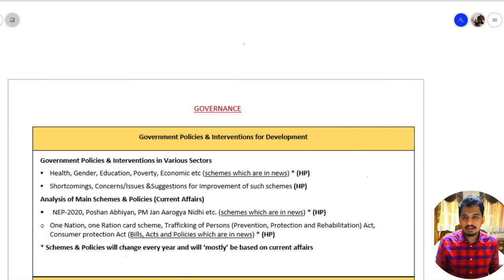Hello everyone. In this lecture, we'll be discussing the syllabus of governance in detail. So let us begin. At first, we have government policies and interventions for development.